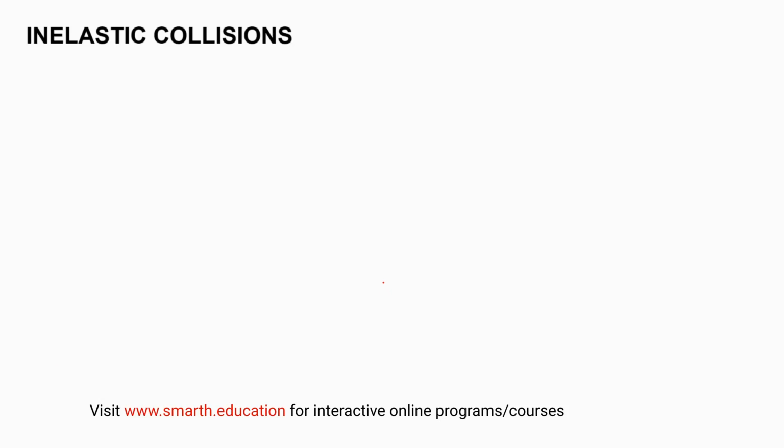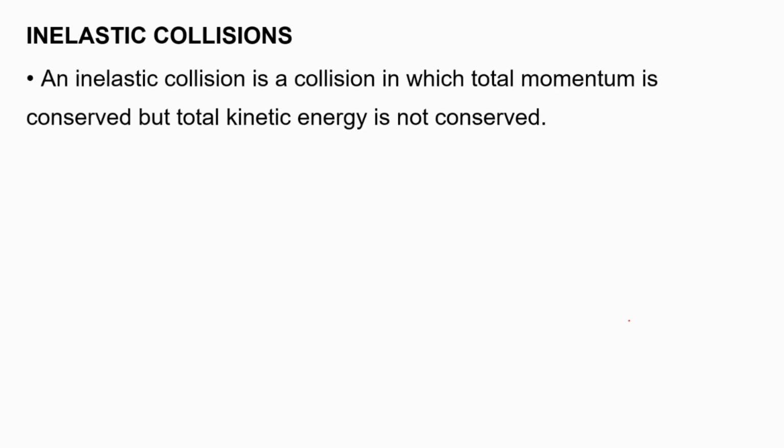Let's discuss inelastic collisions. Remember, in our previous lesson, we were discussing elastic collisions. So we will be comparing these two. We will compare elastic collisions to inelastic collisions. An inelastic collision is a collision in which the total momentum is conserved, but the total kinetic energy is not conserved. Remember, for elastic collisions, both the total momentum and the total kinetic energy are conserved. But for inelastic collisions, it is only the total momentum that is conserved. Kinetic energy is not conserved.